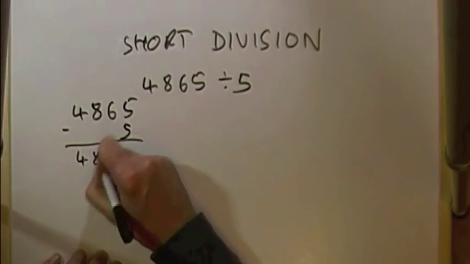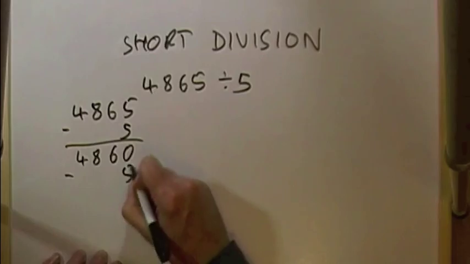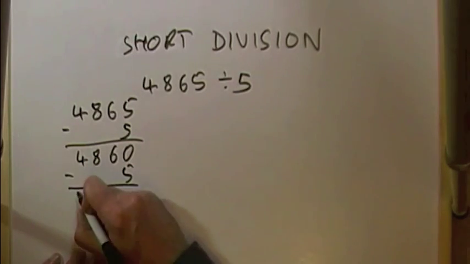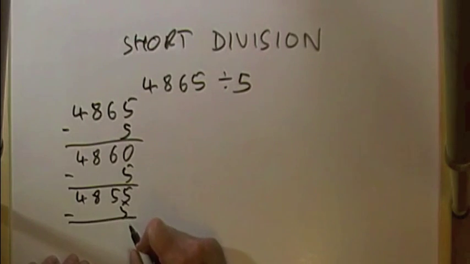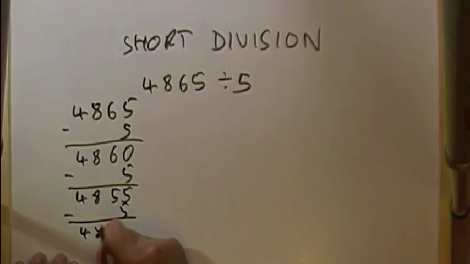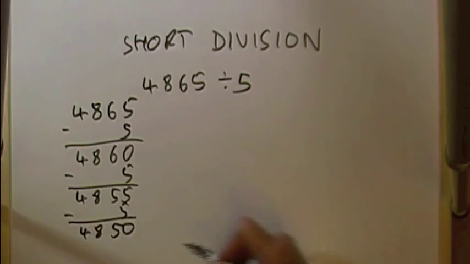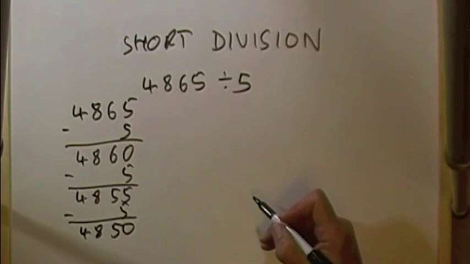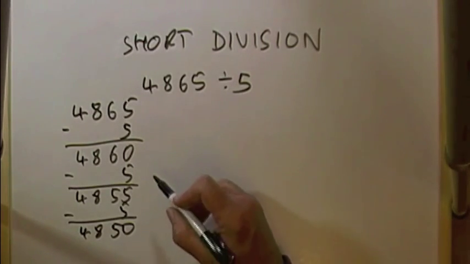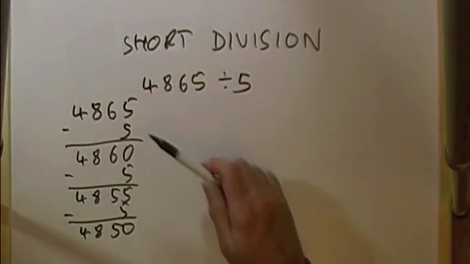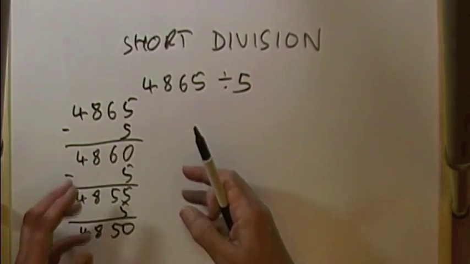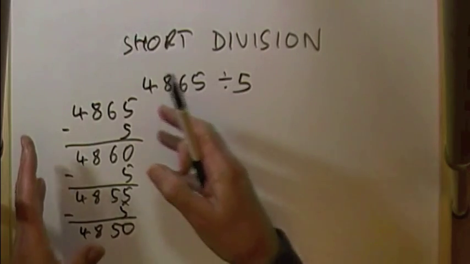Get 5 out of it. 4860. There's 5 gone. Get another 5 out of it. 4855. Get another 5 out of it. Ooh, 4850. Not too promising. That's going to take a bit of time. Better than that would be, instead of taking these 5s out one at a time, you could take them out in bundles of 10, or bundles of 100, or bundles of 1,000 at a time.